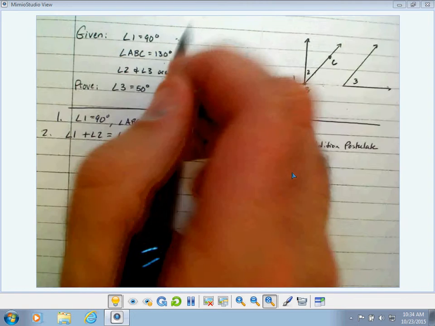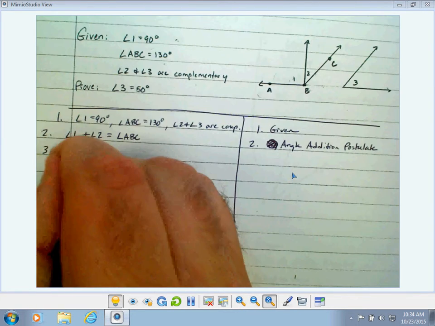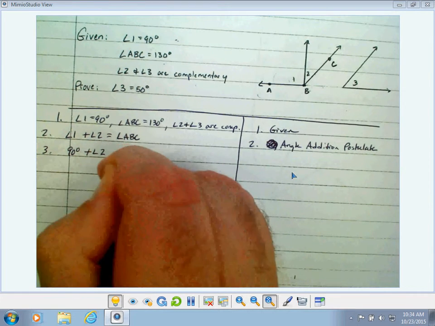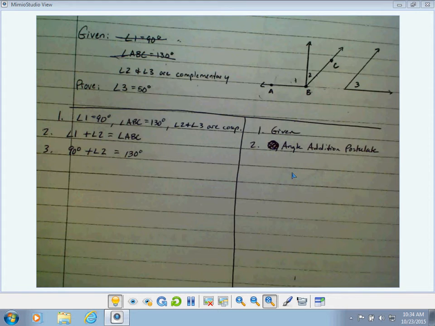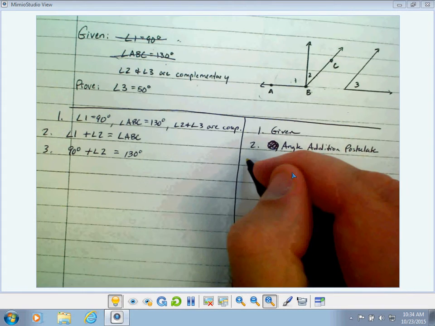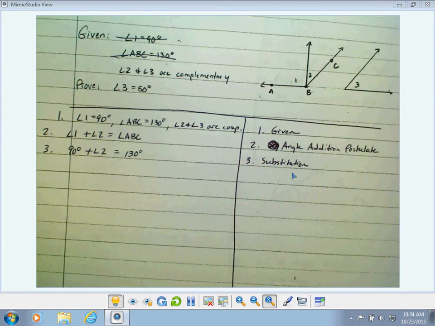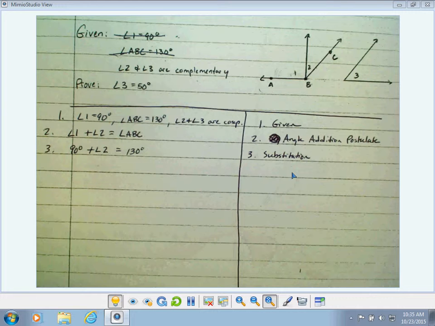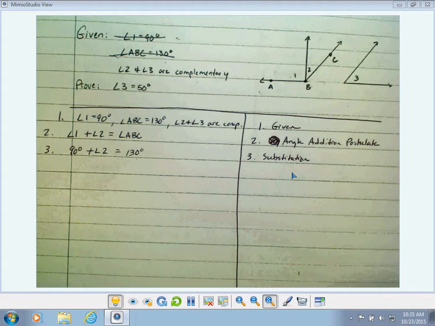So let's start using some of this stuff. Okay, angle 1 is 90, so I can take out the angle 1 and put a 90 in it. Angle 2 is going to stay, but angle ABC is 130. So that uses this and this. And that's substitution. Okay, but if you look at this, I could actually solve what angle 2 is equal to. Because I think I already know 90 plus whatever angle 2 is equals 130. We know it's going to be 40 degrees. But I can't just write that.